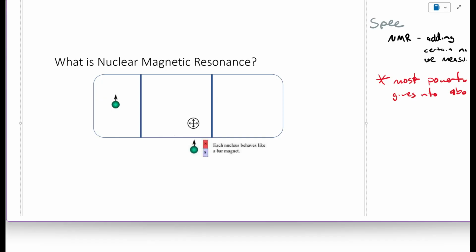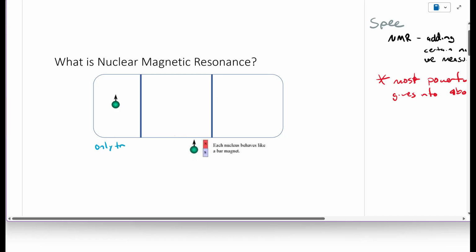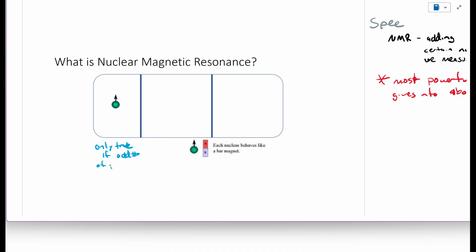Now, this is not true for all nuclei. It's only true if there is an odd number of protons or neutrons.